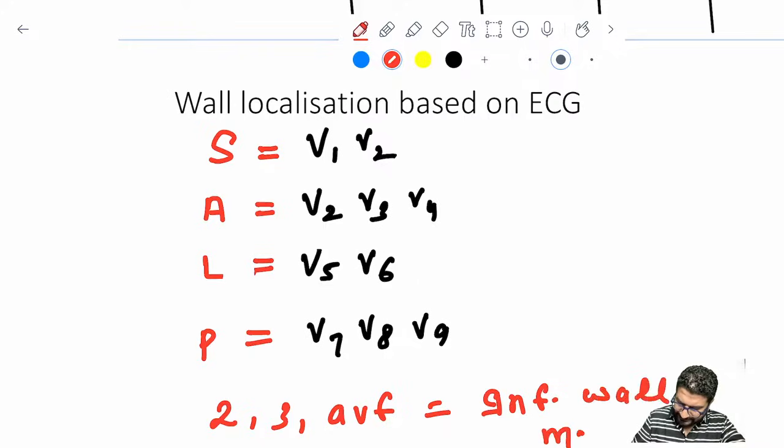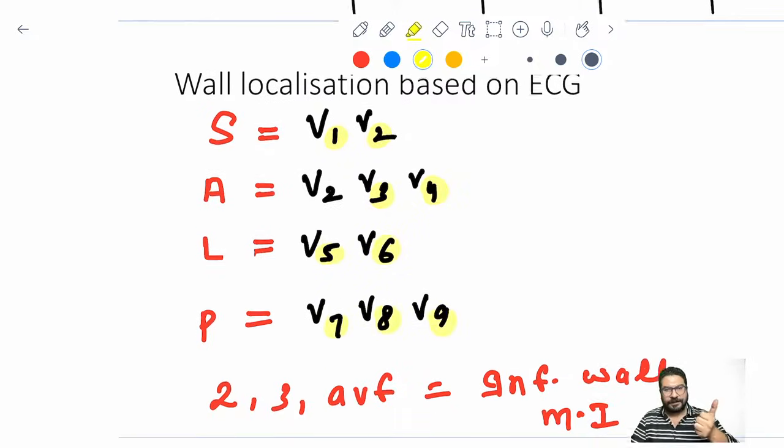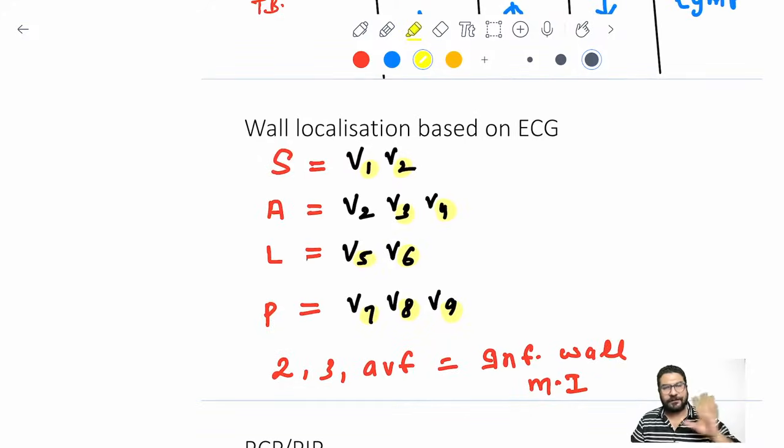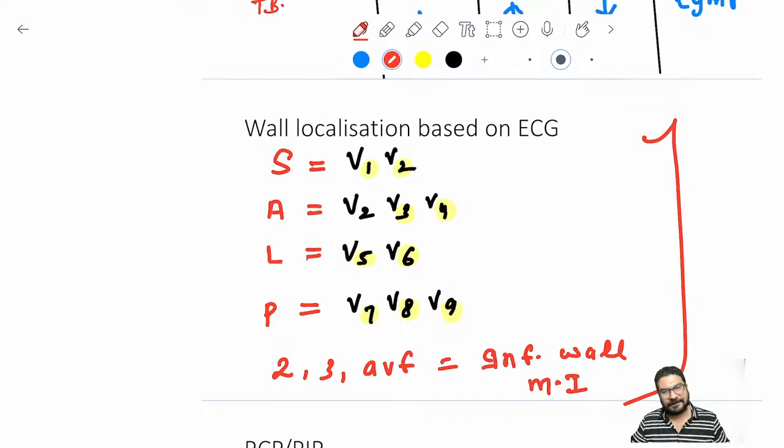तो अब आपको याद कैसे रखना? Understand this thing. Just remember the sequence. SALP, then how to remember: 1, 2, 3, 4, 5, 6, 7, 8, 9. Simple. 1, 2, 3, 4, 5, 6, 7, 8, 9. 2, 3, AVF, inferior wall MI. So this is something which you need to remember because this type of ECG based question they ask in exam.